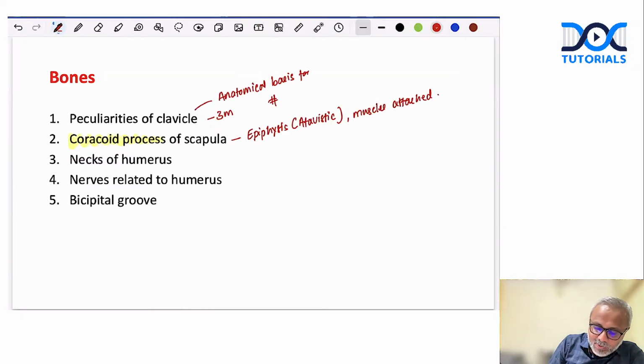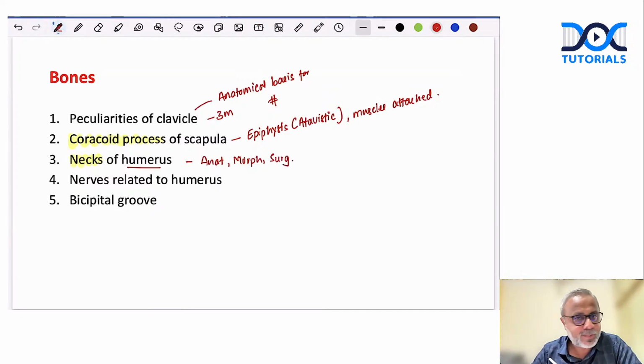So this is regarding the second important short answer. Then when we talk about the humerus, we have 3 important questions. One is a question related to the necks of the humerus. What are the different types of neck of the humerus? For example, what do we mean by the anatomical neck, what do we mean by the morphological neck, and what do we mean by the surgical neck? These could be 3-marker questions again, a definite 3-marker, right?